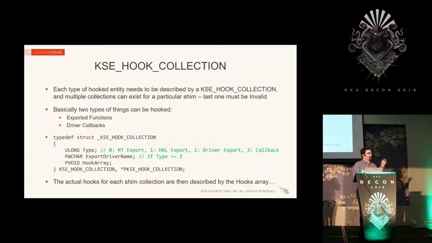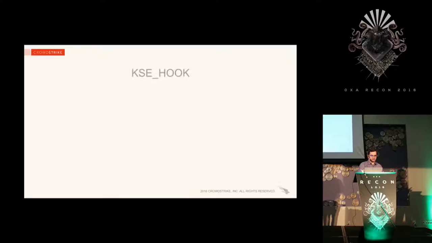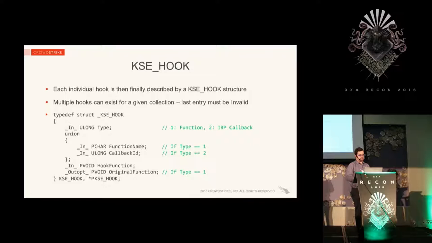You now have to go and actually define the hooks that make up this collection. So that's now with another structure. And kind of repeatedly, that structure has its own type, one for function or two for callback. And if this is a function, you have to give it the function name that you're hooking. If this is an IRP callback, you give it a callback ID. I'm going to see what the callback IDs match up to.